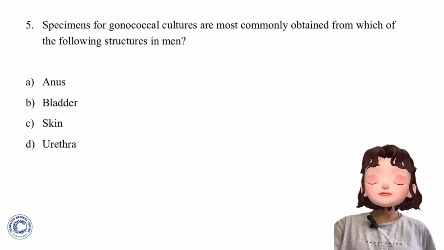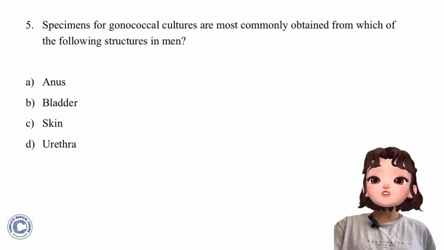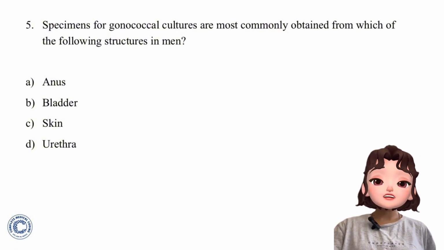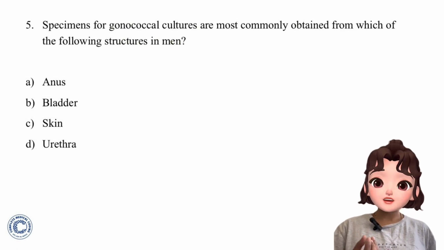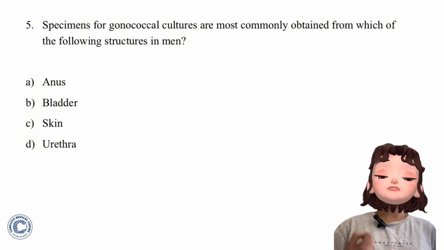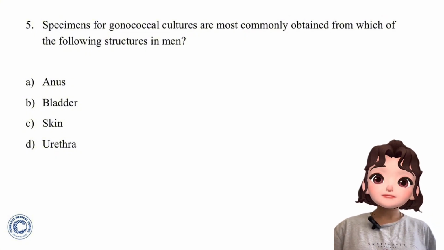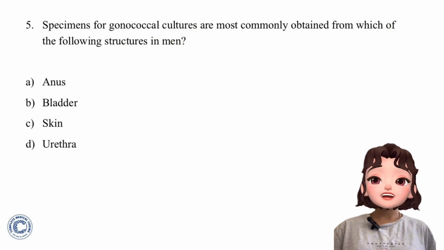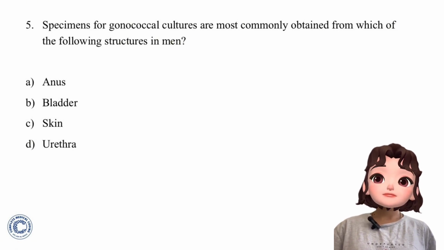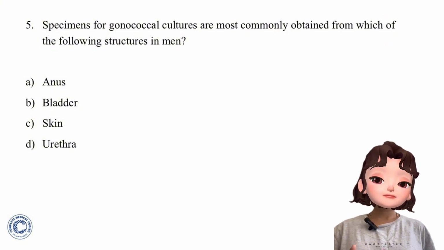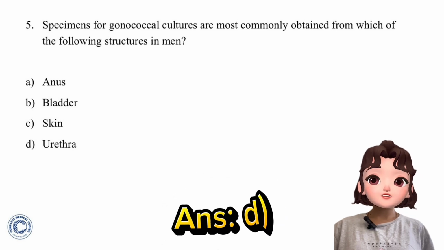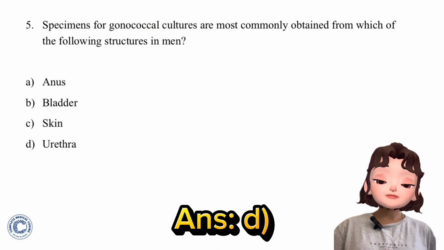Fifth question. Specimens for gonococcal cultures are most commonly obtained from which of the following structures in men? So in men, specimens for the gonococcal culture are obtained from which part of the body? Option A, anus. Option B, bladder. Option C, skin. And option D, urethra. So the gonococcal culture specimens are collected from which part? It is from the urethra. Answer is option D, urethra.